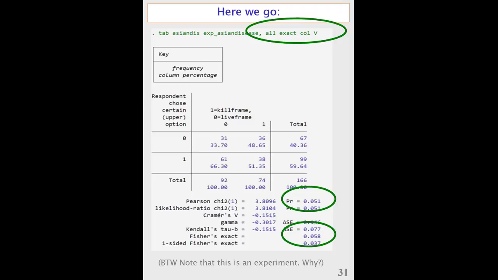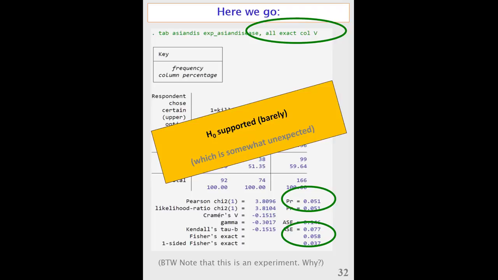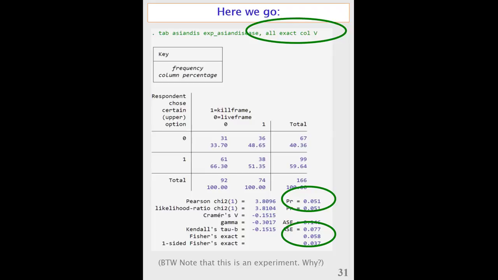Other questions about this? Okay, so this was the conclusion. Here, H0 supported, albeit barely. No, I didn't say it was always between 0 and 1. I said it was always between 0 and 1 for all non-2x2 tables. And it could be between -1 and +1 for 2x2 tables, and that's happening here.